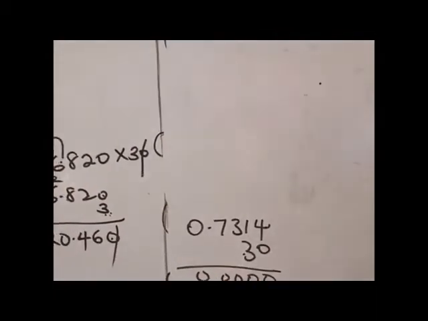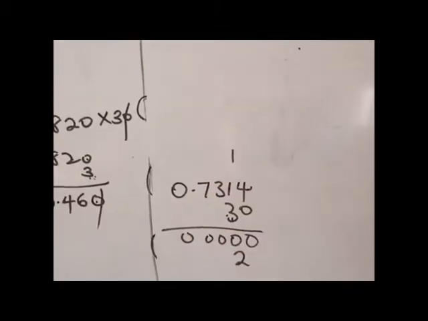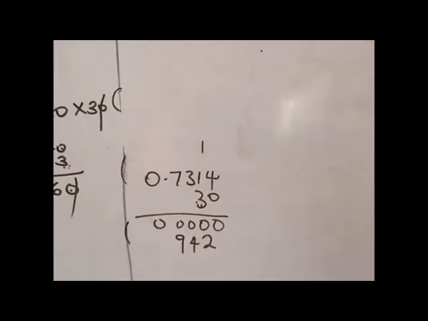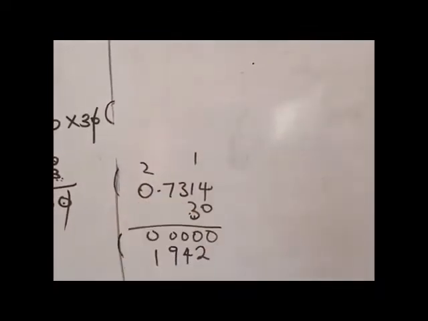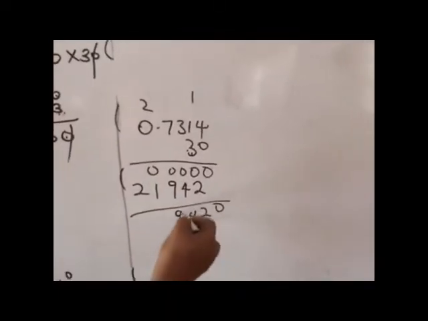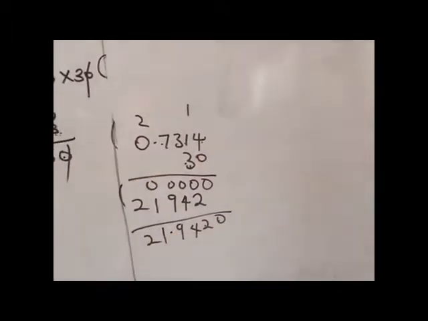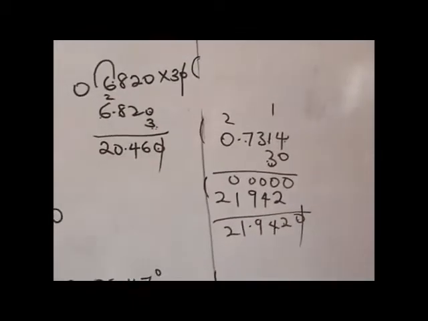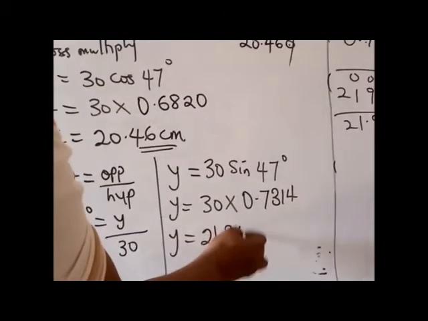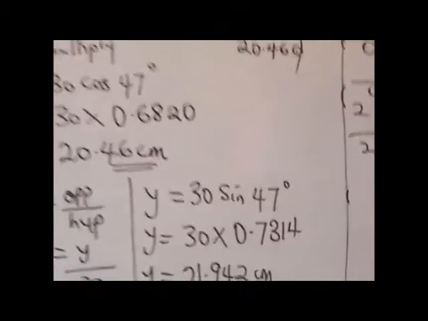3 times 0 is 0. 3 times 4 is 12. Put down 2, carry 1. 3 times 1 is 3 plus 1, 4. 3 times 3 is 9. 3 times 7 is 21, carry 2. 3 times 0 is 0 plus 2, 2. You add up, we have 0, 2, 4, 9, 1, 2. 1, 2, 3, 4 decimal places. Your answer becomes 21.942. Y equals 21.942 centimeters.